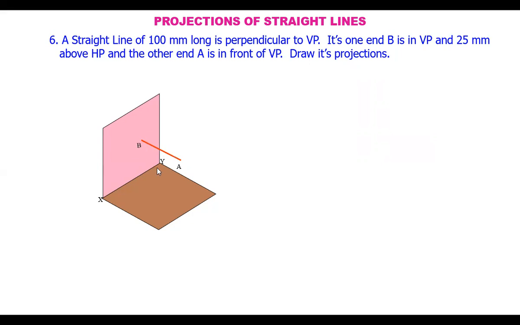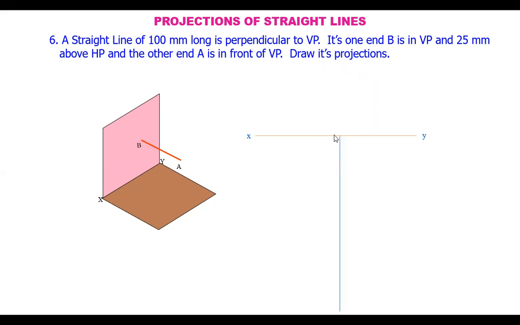So we have to draw clearly like this only. Now A is in front of VP. Now let's draw the projections. Reference line. And what do you draw first? The top view, because in the top view we see the true length of the line. From the reference line, because the point B is in the vertical plane, when you see it from the top, B is in the reference line.